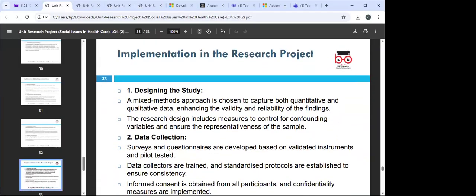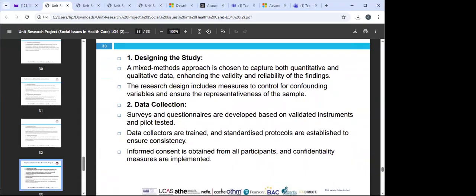Okay? So you have the designing of the study. You have data collection, which is a mixed methods approach. It's chosen to capture both qualitative and quantitative data. When we say qualitative and quantitative, what does it mean? Quantitative is about quantity, qualitative is about quality. Okay, so there's quantitative data and qualitative data.